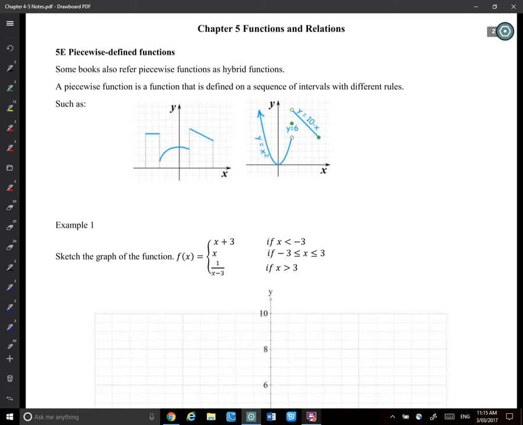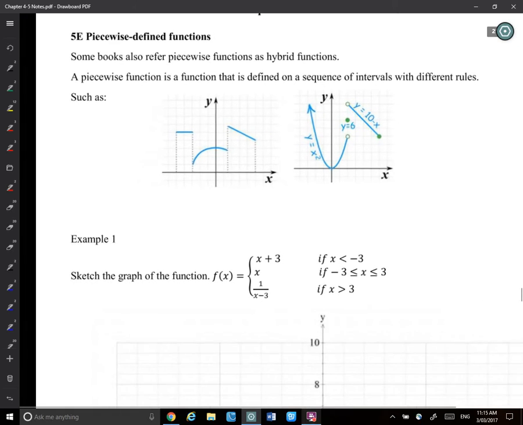Okay, so today we're going to learn piecewise functions. A piecewise function, also called a hybrid function, is one function defined by two or more rules. Okay, two or more rules, defined as one function. And the graph somehow looks like that.